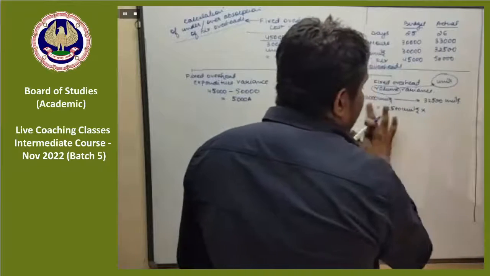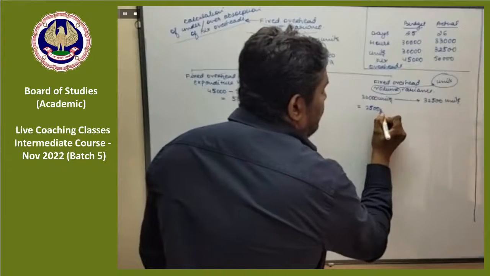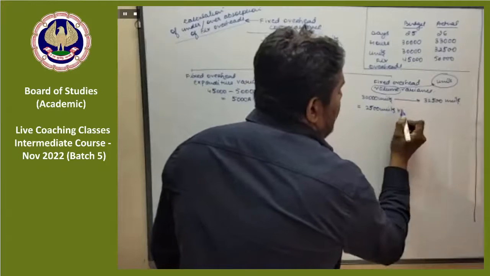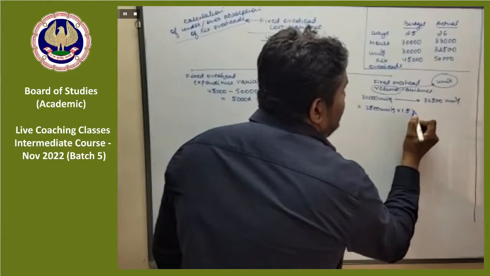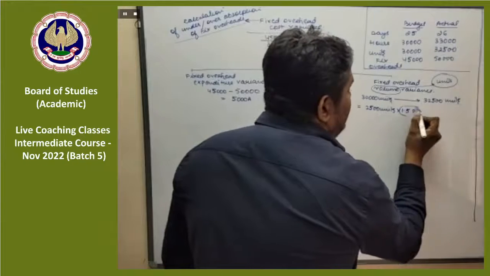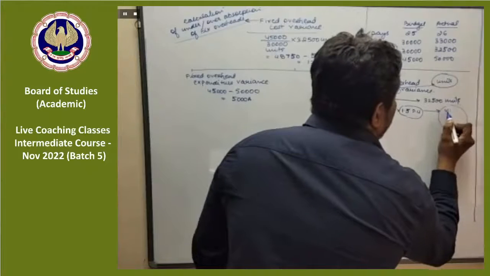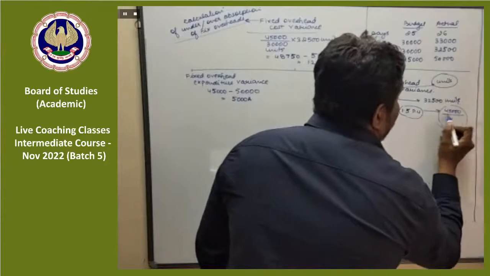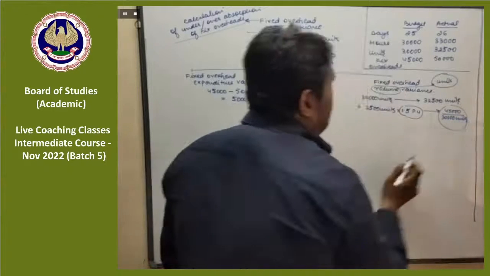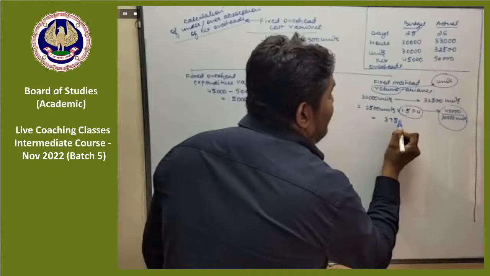So my budgeted rate per unit will be how much? 1.5 per unit. How come 1.5 per unit? Very simple. 45,000 divided by 30,000 units. So this will be 3,750 favorable.